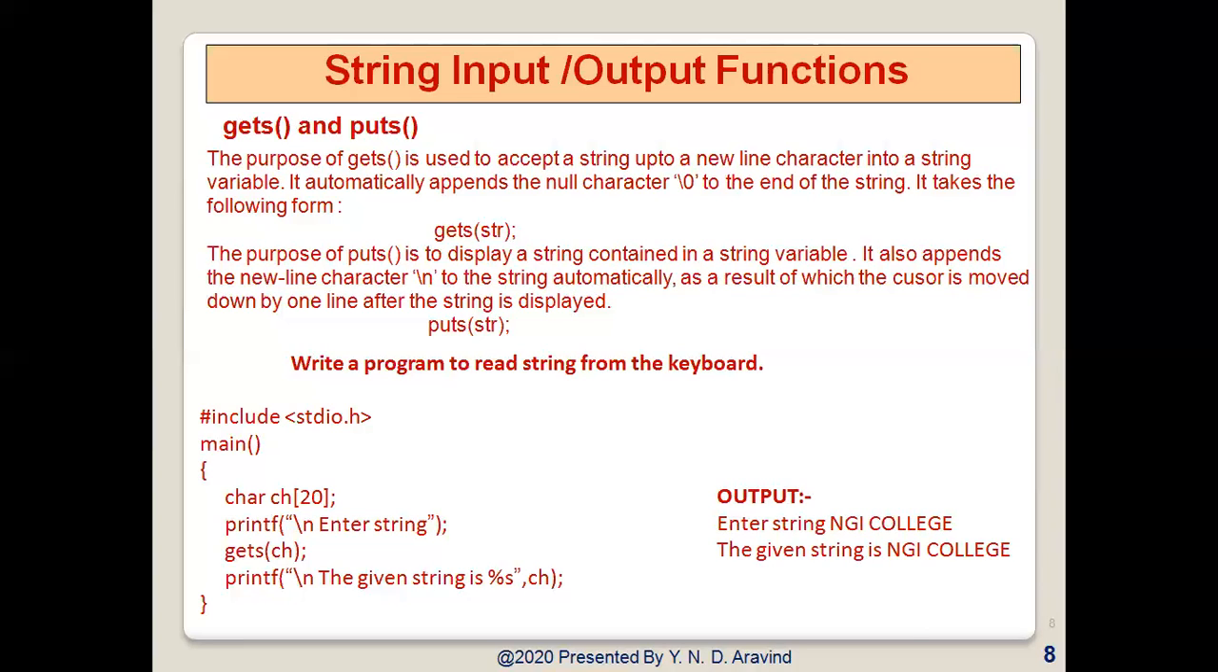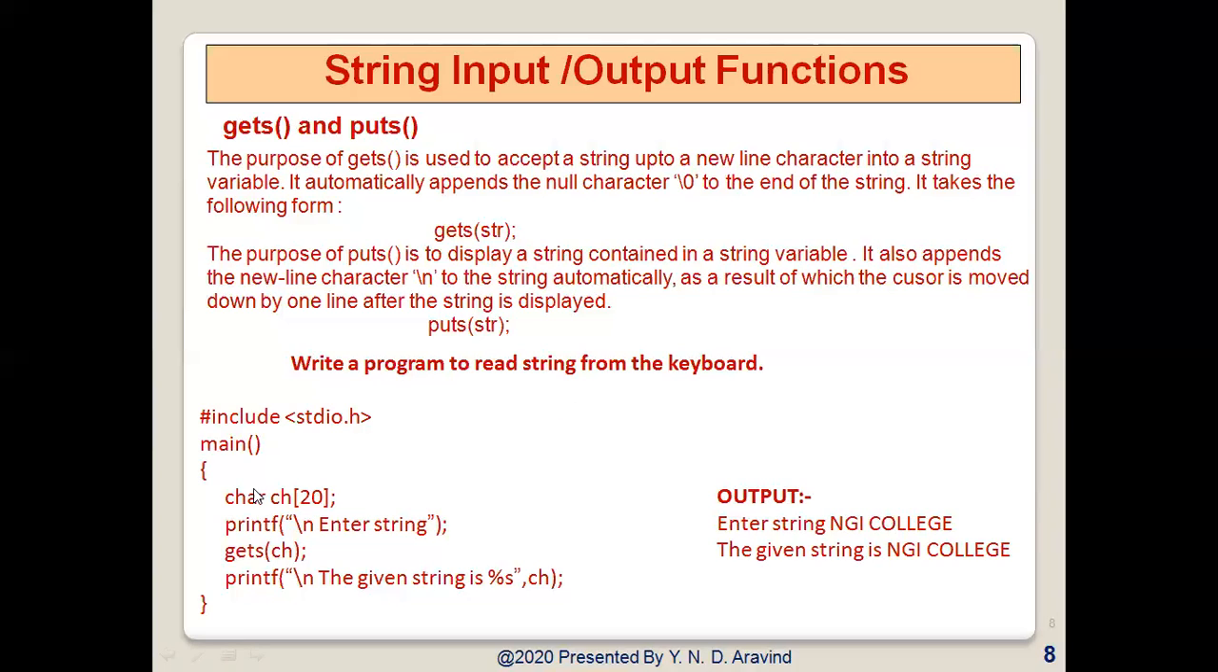So once after putting the string, what will happen? It will come to a new line. It will not be in the same line, as a result of which the cursor is moved down one line after the string is displayed. puts(str). Here I have written a small program to explain this gets and puts.